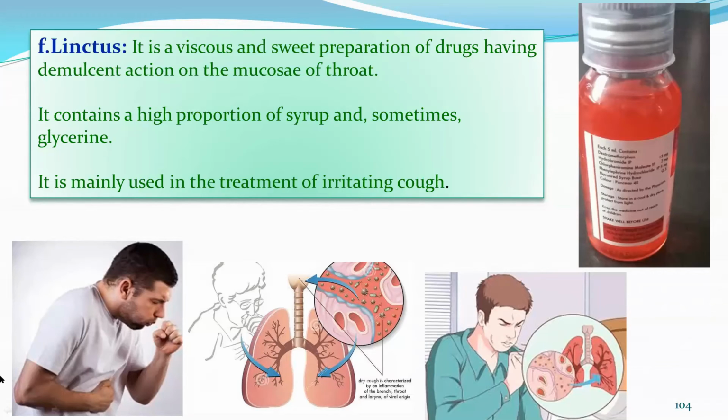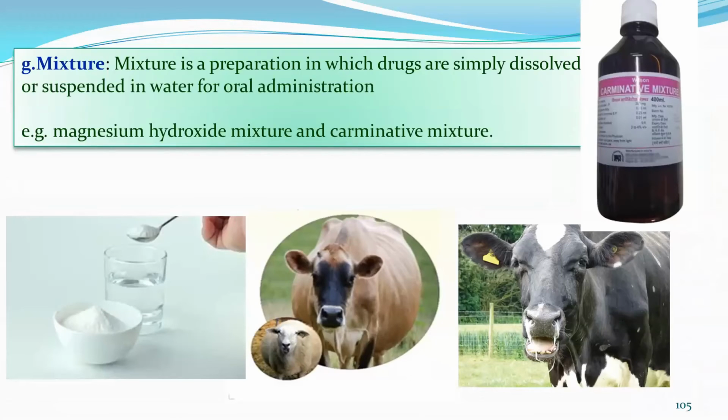Whenever a person is suffering from cough and other things, then it contains the drug, maybe many of the bronchodilators, antitussives, etc. Such linctus is given to those persons. Linctus means it contains a high proportion of syrup, and sometimes glycerin, and especially in case of cough, it is used.